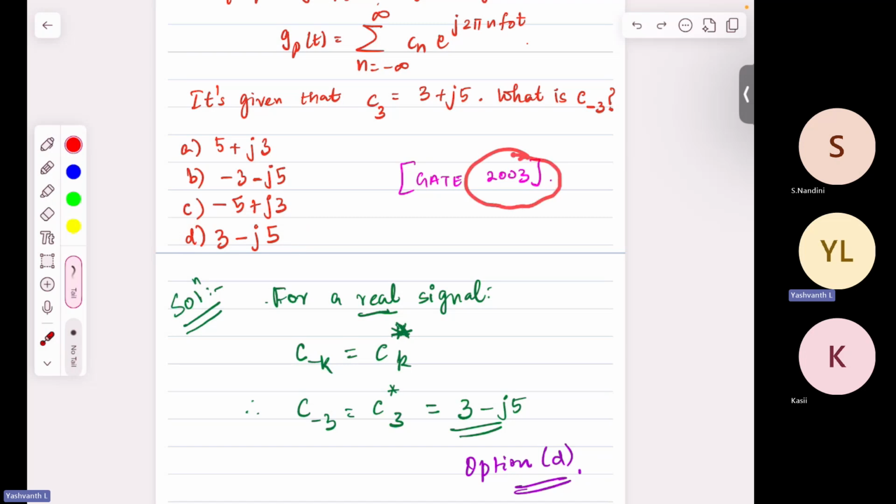It appeared in GATE 2003. Very simple question. You don't even need to write down anything. Just by looking at the question, you need to tick option D and move on.